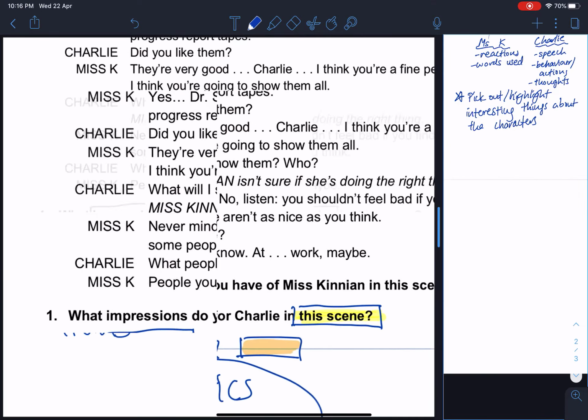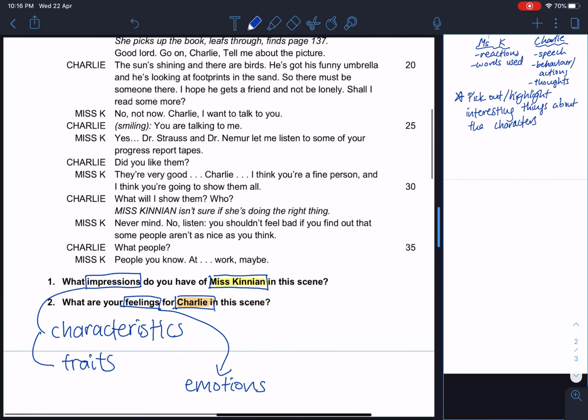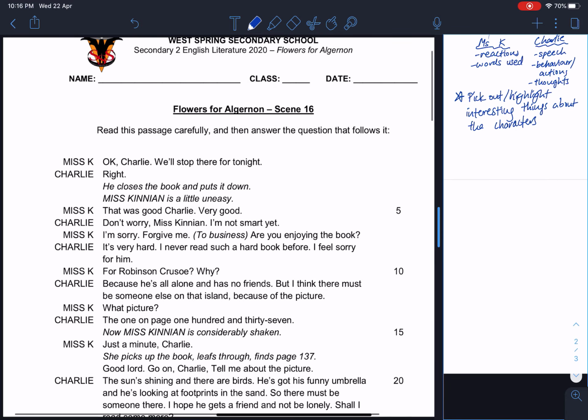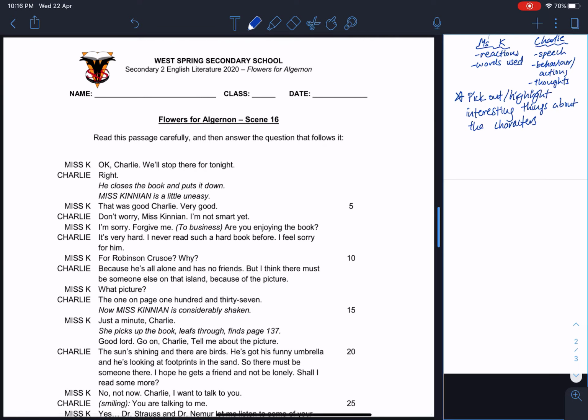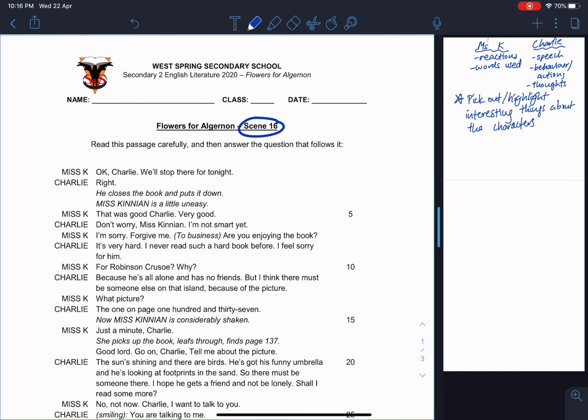Okay, let's go back to the worksheet, everybody, and now I am looking. Let's look at the start. Okay, so the first thing I want to do is look at it. Philosophy Original Scene 16. Okay, this is important. Why? I must know the context. So I must know what has gone on before, what is going to happen.